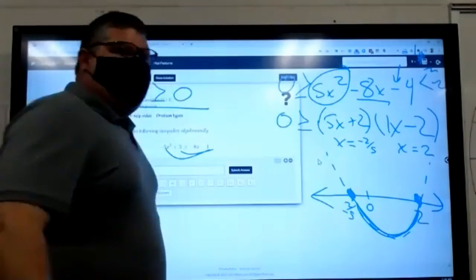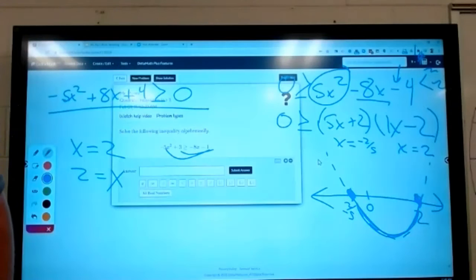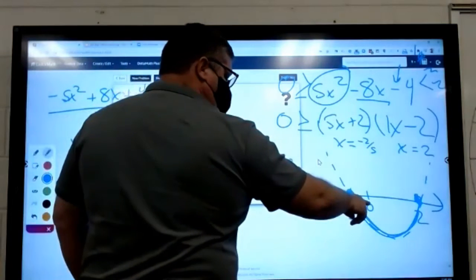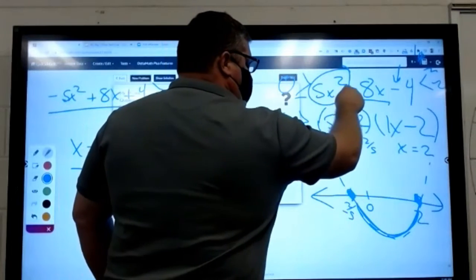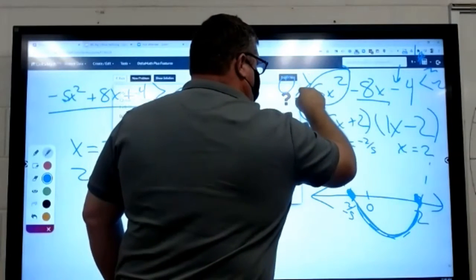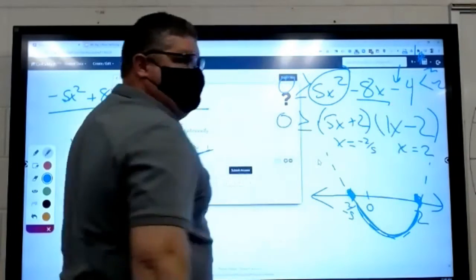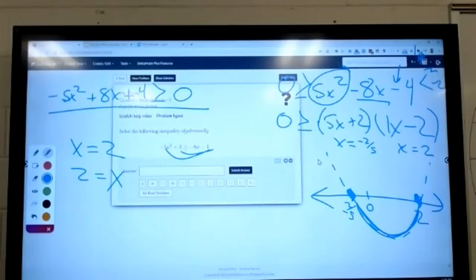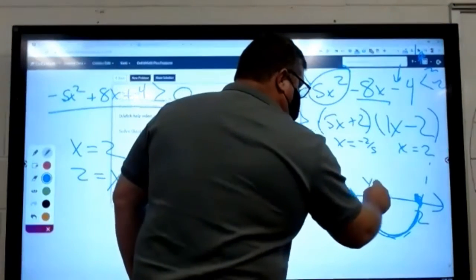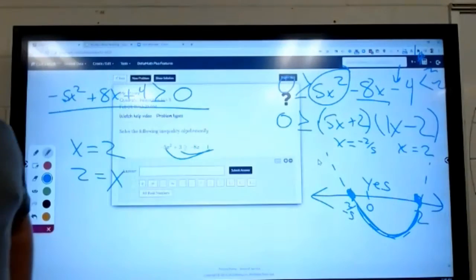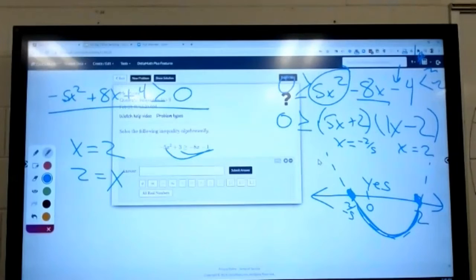Now you say, I don't believe you, Mr. Moore. So what could you do instead? Could I try 0? Is 0 greater than or equal to -4? Is 0 greater than -4? I'm waiting on Connor. Okay. Yes, it is. So it worked. So this is yes.